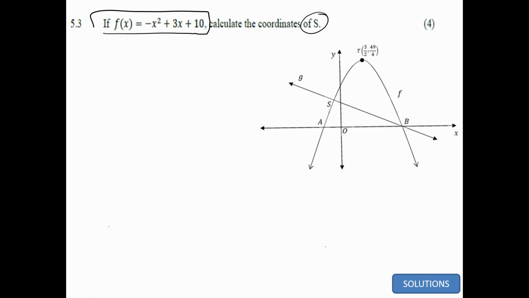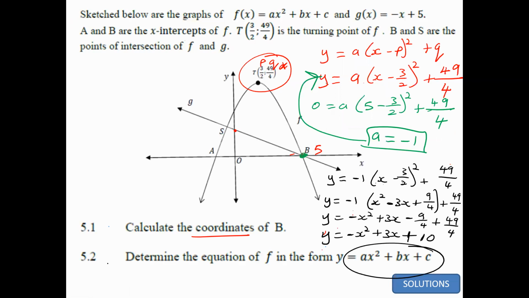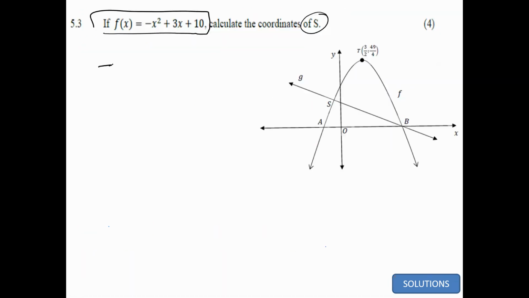Equate it to g(x). Well done. You've got to equate both. We're going to take the g equation that was given in the previous question. There it is here: minus x plus 5. And it's going to be equal. For the point of intersection, you equate both.